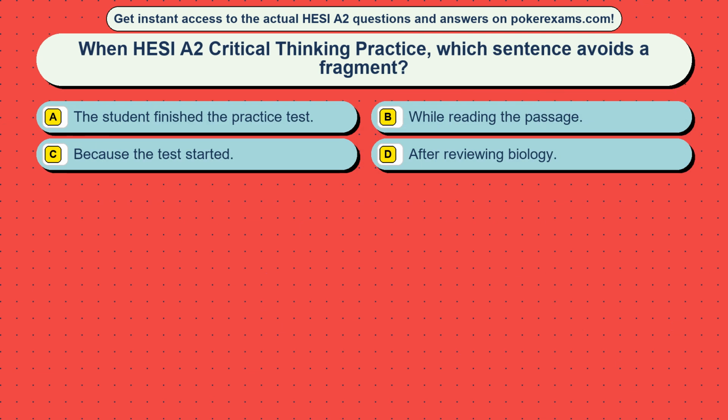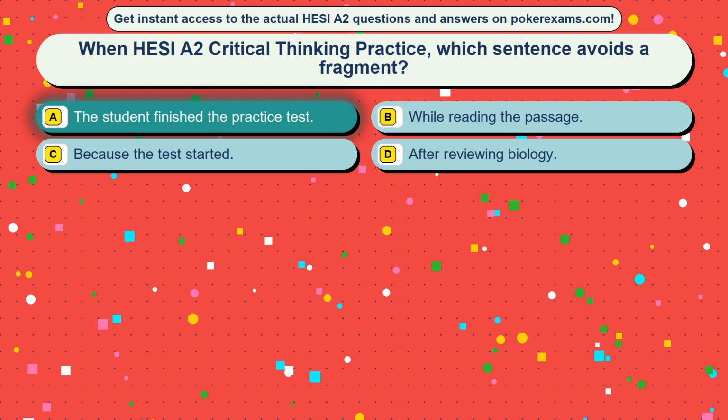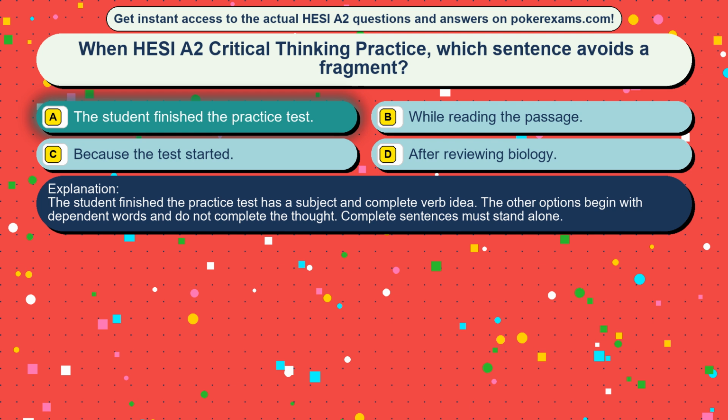Question 39. When HESI A2 critical thinking practice, which sentence avoids a fragment? Option A. The student finished the practice test. Option B. While reading the passage. Option C. Because the test started. Option D. After reviewing biology. The correct answer is option A. The student finished the practice test. The student finished the practice test has a subject and complete verb idea. The other options begin with dependent words and do not complete the thought. Complete sentences must stand alone.